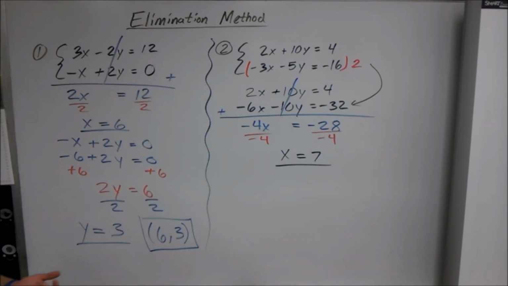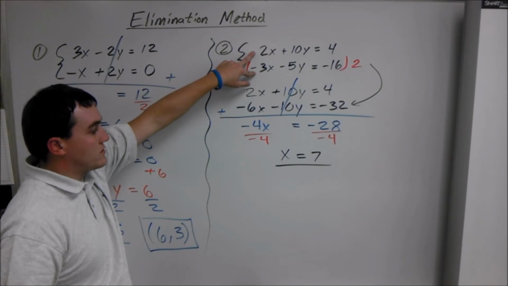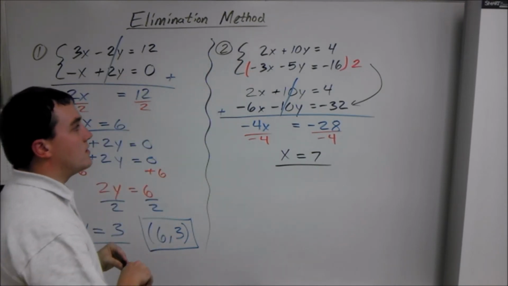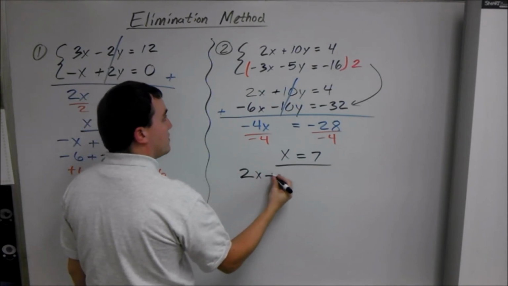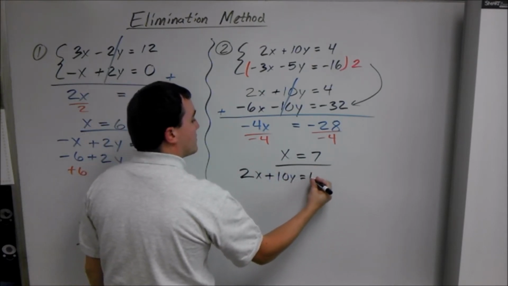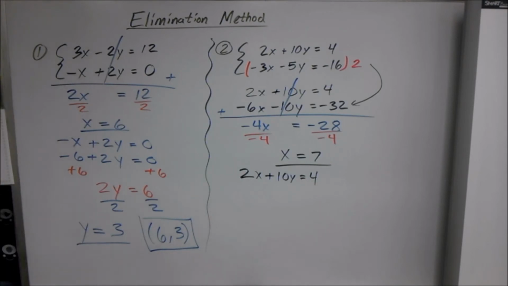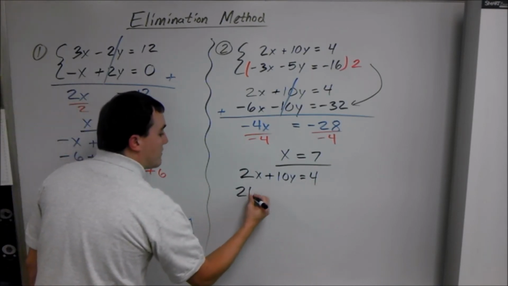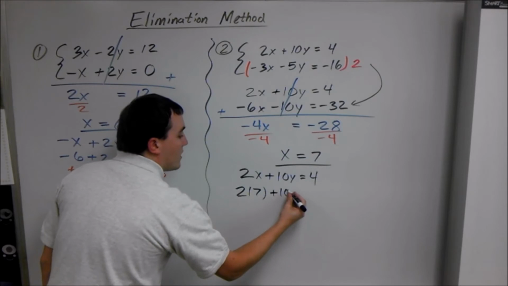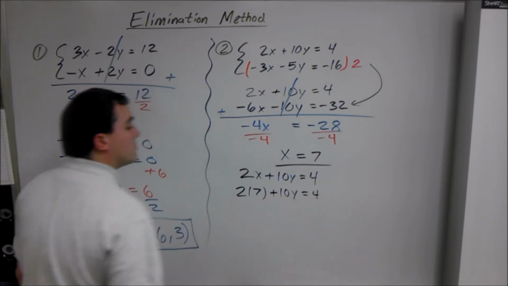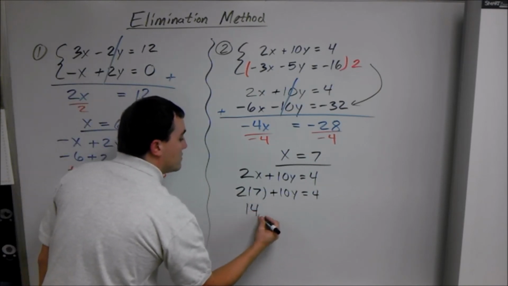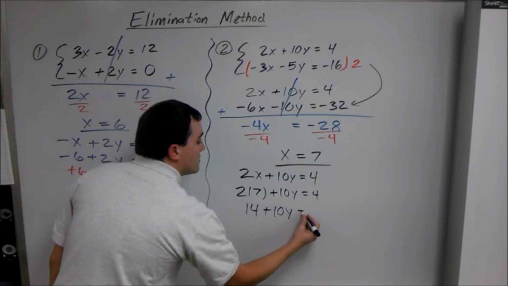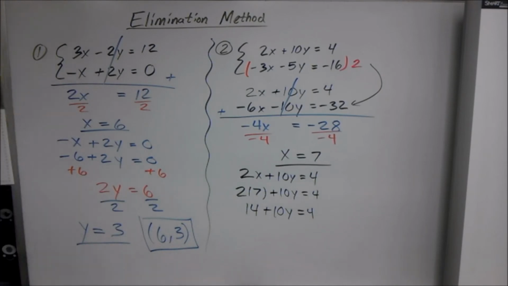And then we plug that into one of our first equations, and that'll give us our y value. So plug it into the first one. It was 2x plus 10y equals 4. We're just plugging in x equals 7. So 2 times 7 plus 10y equals 4. 2 times 7 is 14. Plus 10y equals 4. And then solve it like you usually would.